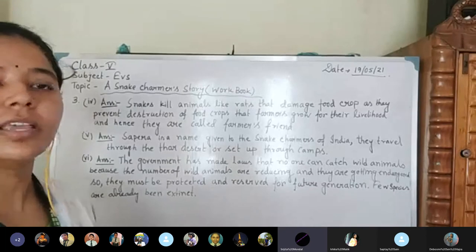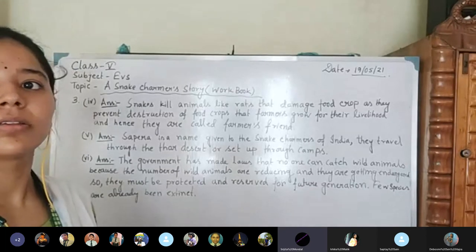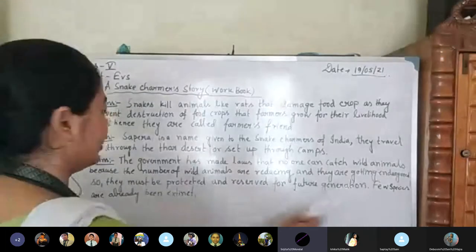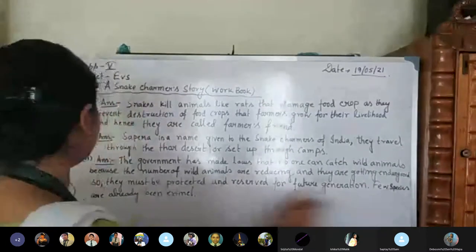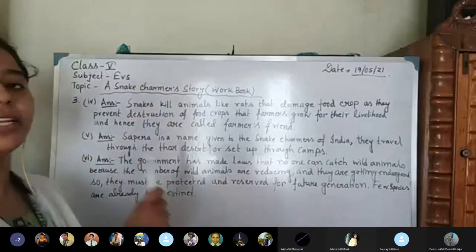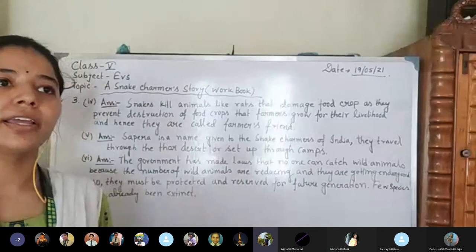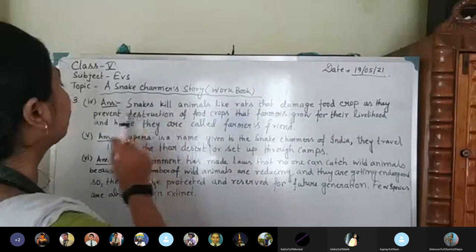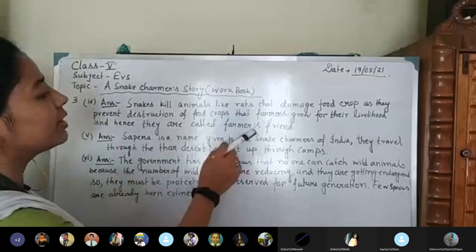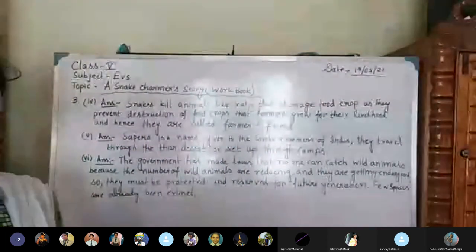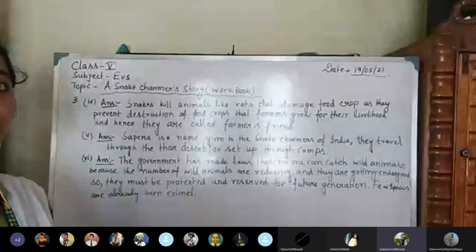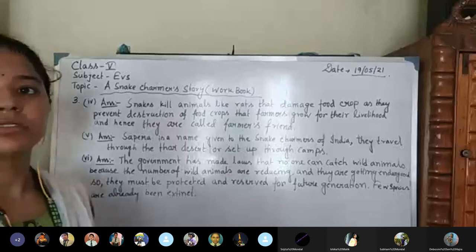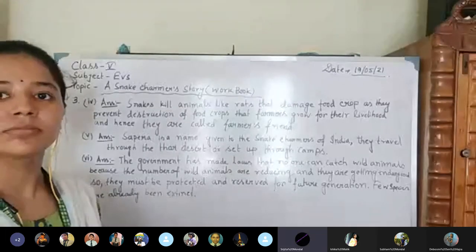Ma'am, what have you written in the fourth answer, last line? Last line, okay. Last line, I have written, and hence they are called farmer's friend. Now is it clear? Yes, ma'am. Okay.